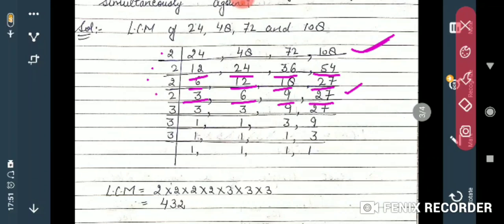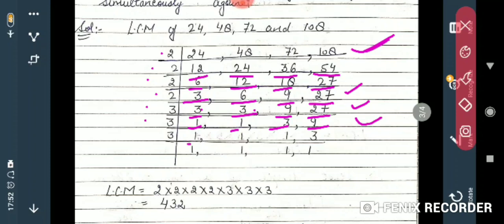Again 2. So 3 is not divisible by 2. 2 threes are 6. 9 and 27 are not divisible by 2. Then just see 3, 3, 9, 27. All the digits are not divisible by 2, so we will divide by 3. Next, 3 ones are 3, 3 ones are 3, 3 threes are 9 and 3 nines are 27. Again just see 3 and 9. Again we will divide by 3.